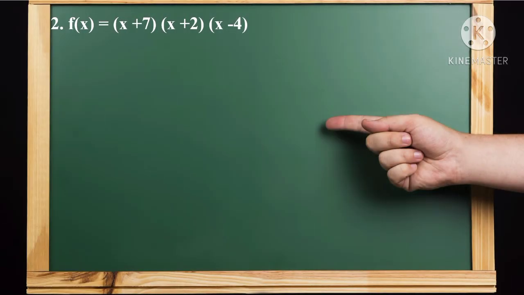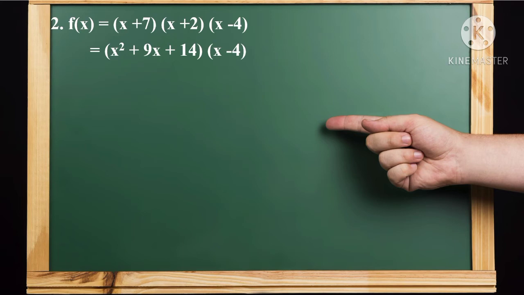Number 2 example, f of x is equal to the quantity x plus 7 times the quantity x plus 2 times the quantity x minus 4. To get the product, multiply the quantity x plus 7 and x plus 2. So through FOIL method, we can have x squared plus 9x plus 14 multiplied by the quantity x minus 4.